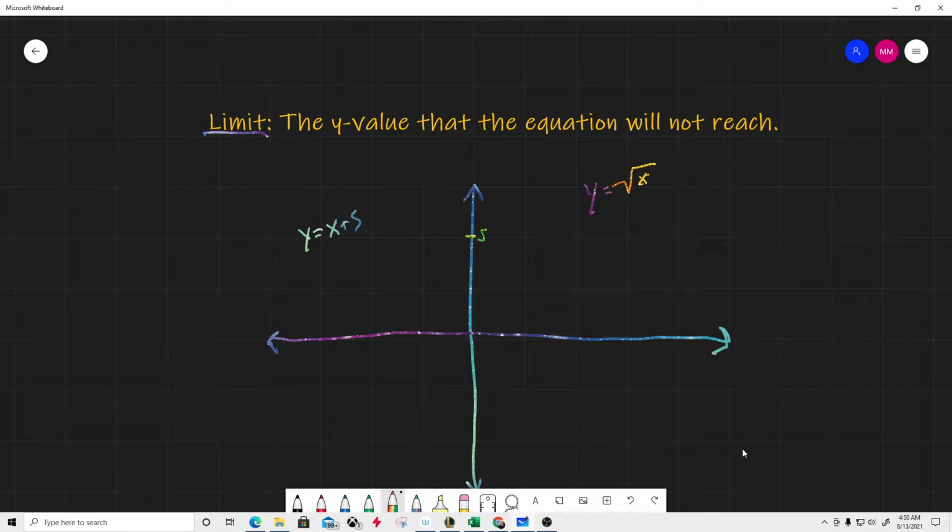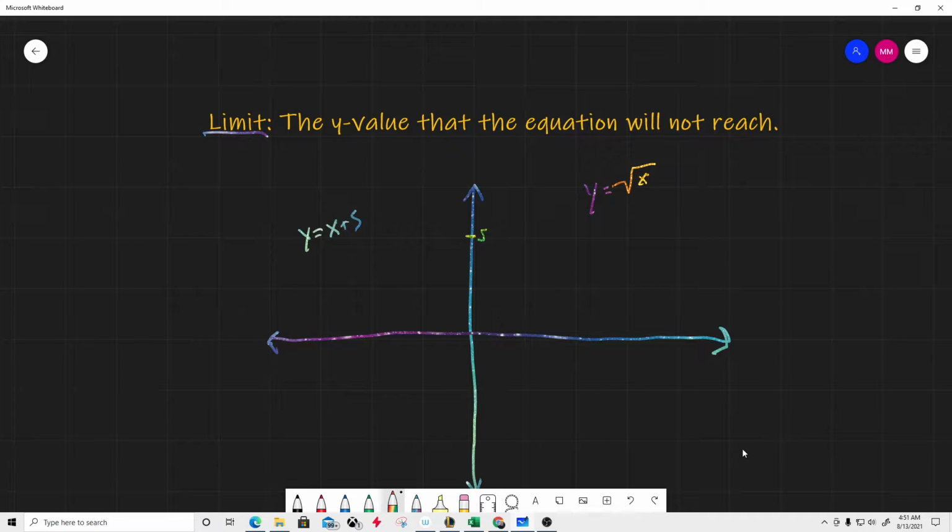All right, we're gonna do limits this morning. Again, limits are part of pre-calculus or calculus, and it can be hard to understand, but once you get it, it'll be super easy for you. And really, the English word and the math word are really close, so that's a help. Basically, the limit is the y value at which the equation will not reach.